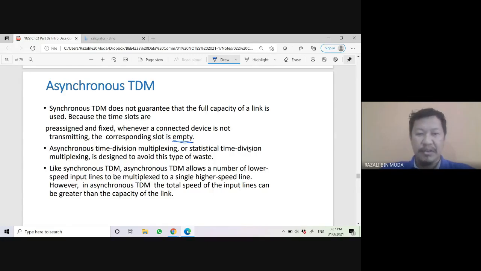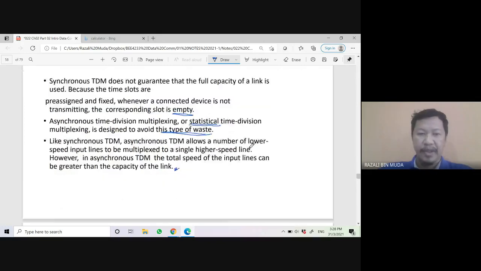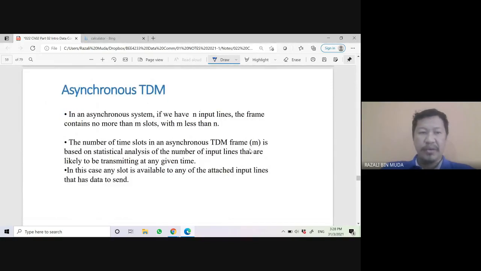Asynchronous time division multiplexing, or statistical TDM, is designed to avoid this kind of waste, the empty slot. Like synchronous TDM, asynchronous TDM allows a number of lower speed input lines to be multiplexed to a single higher speed line. However, in asynchronous TDM, the total speed of the input lines can be greater than the capacity of the link.